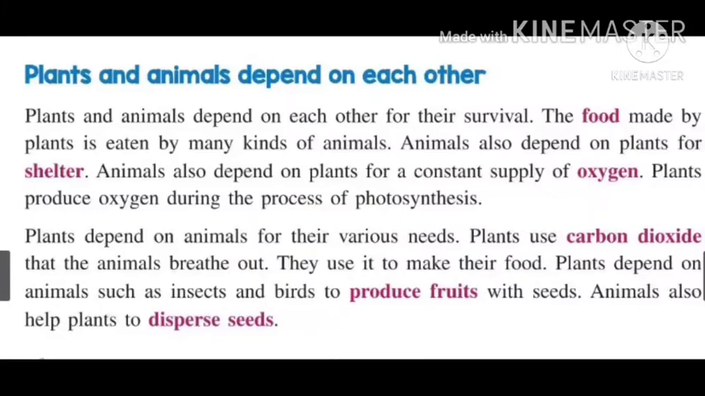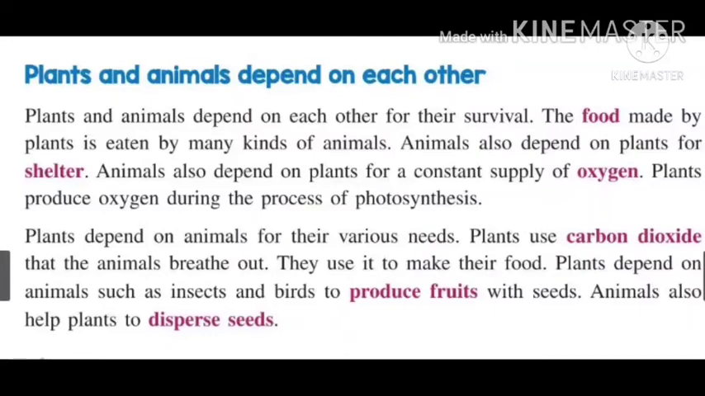Now, how do the plants depend on animals? Plants depend on animals for their various needs. Plants use carbon dioxide that the animals breathe out. They use it to make their food. Plants depend on animals such as insects and birds to produce fruits. With seeds, animals also help plants to disperse seeds. So plants also depend on animals.